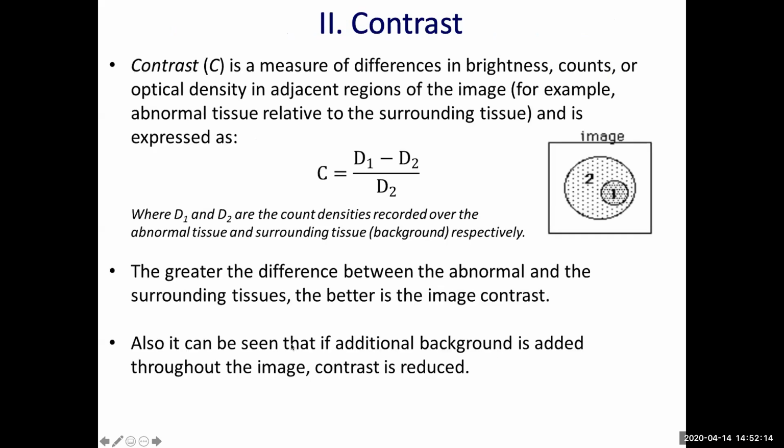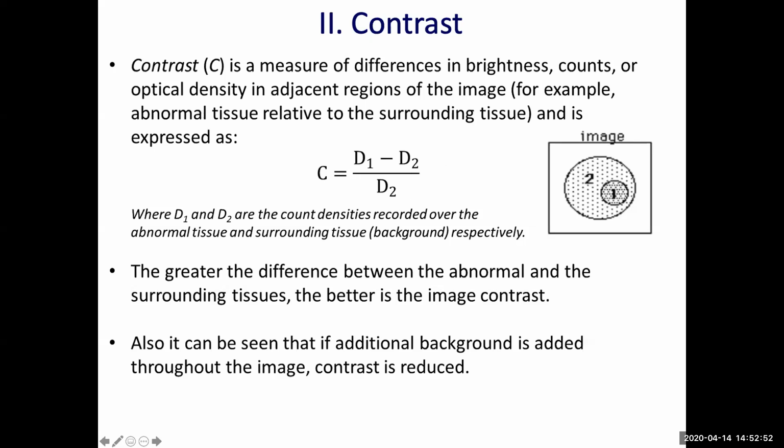The second element of image quality is contrast. Contrast is a measure of differences in brightness, counts, or optical density in adjacent regions of the image, for example abnormal tissue relative to the surrounding tissue, and is expressed as D1, which is the lesion, minus D2, the background surrounding the lesion, divided by D2. Okay, this is the count density of the lesion, minus the background, over the background.